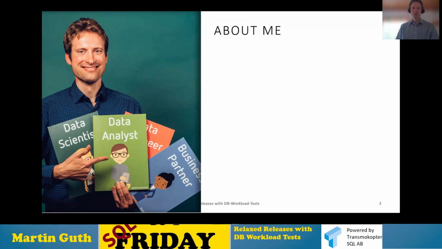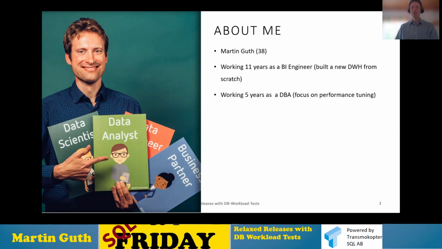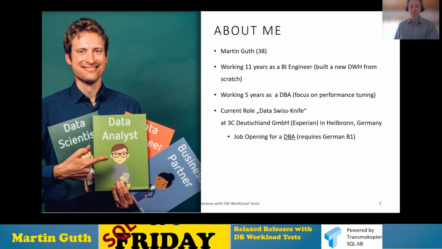First of all, a few things to know about me. I'm Martin, I'm 38, working for 11 years as a BI engineer, building new data warehouses, so analysis, business intelligence, that's where my passion truly lies. But I'm also working for 5 years now as a DBA, primarily focusing on performance tuning, and going from accidental DBA, okay, here's the server, to actually being able to handle stuff. My current role, I would describe as data Swiss knife: being the one in charge and responsible for data, for analysis, for database performance, whatever. At 3C Deutschland, we are part of Experian, which is a bigger company, and I'm excited about PaaS since 2008.